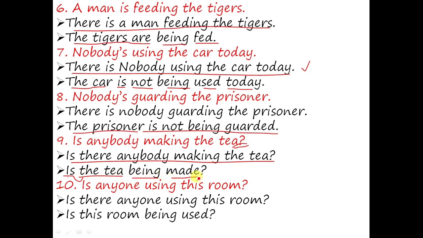being made. Similarly, is anyone using this room? Again, it is interrogative and you know what to do. So, is there anyone using this room? And passive, here the room or this room is going to be our subject. This room is singular, therefore here you have to use is. So, is this room being plus V3, being used?